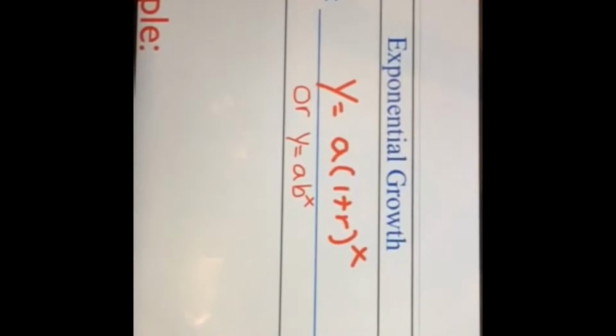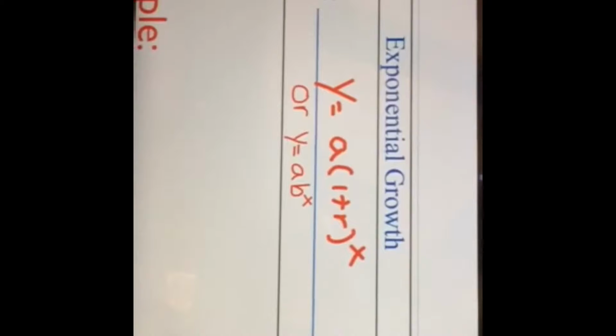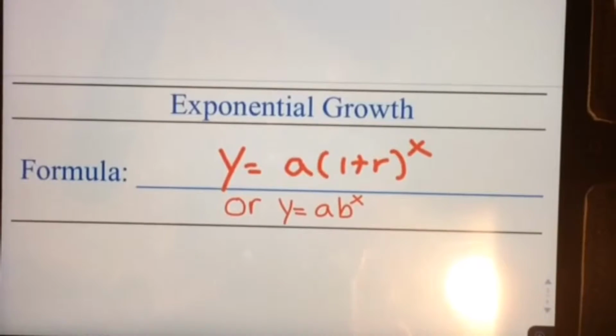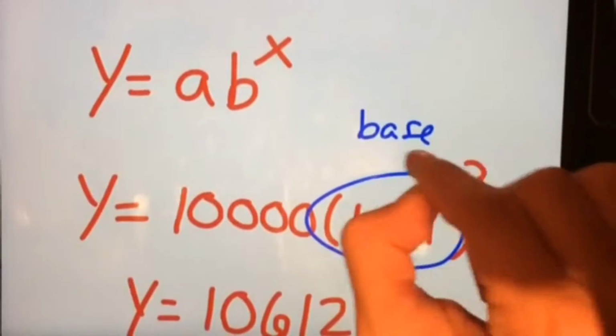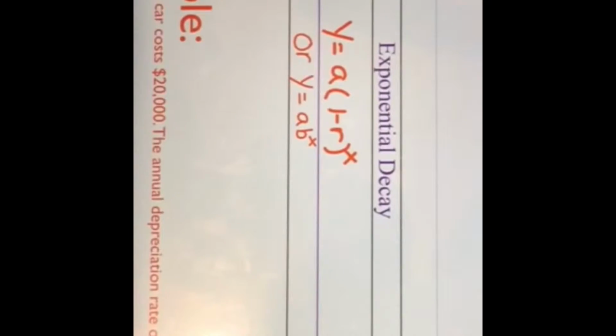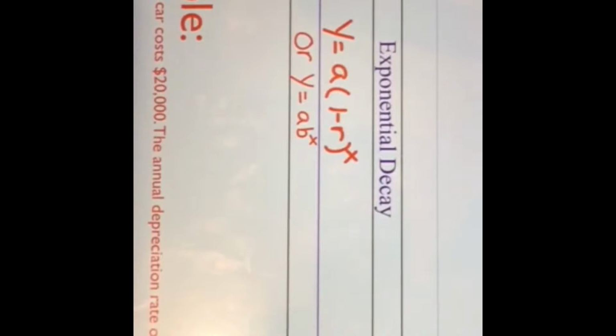The formula for exponential growth is y equals a, open parenthesis, 1 plus r, close parenthesis, to the x power, where y equals the end amount, a equals the initial amount when x equals 0, b equals the base or the rate, and x equals the exponent or the number of periods. You can use y equals ab to the x power. An example of exponential growth is when the base is greater than 1. The formula for exponential decay is y equals a, open parenthesis, 1 minus r, close parenthesis, to the x power, or y equals ab to the x power.